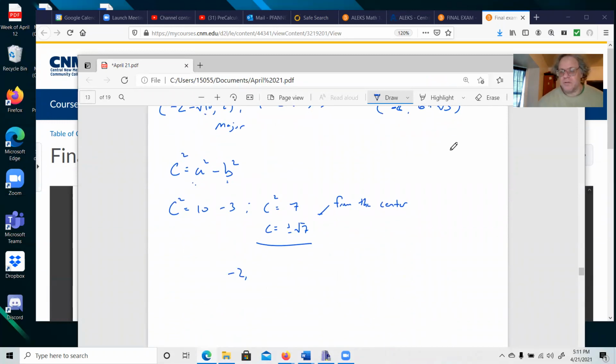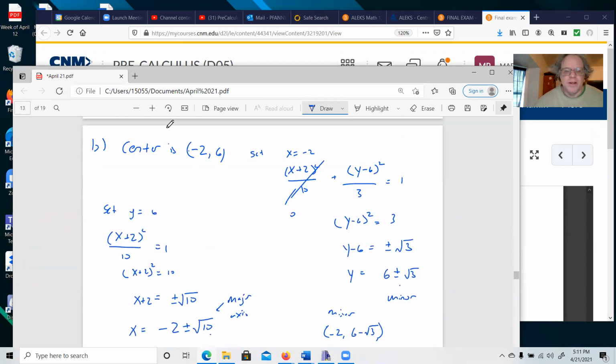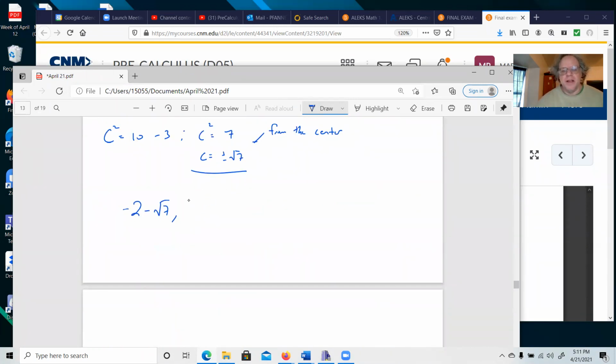-2. Oops. -2 minus root 7. I wish some of the other programs, you just circle it and erase that circle. I don't know how to do it from this. Okay, what was y? Y was 6, right? And then we have -2 plus root 7. Okay, 6. These are my foci. Okay.